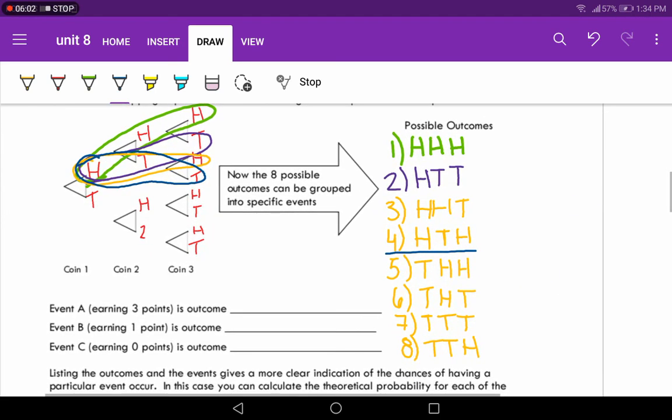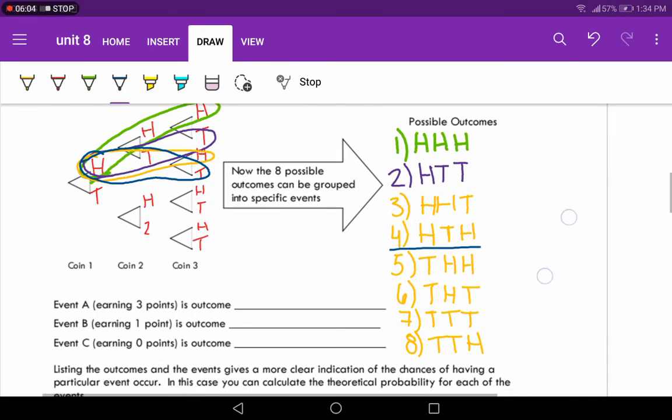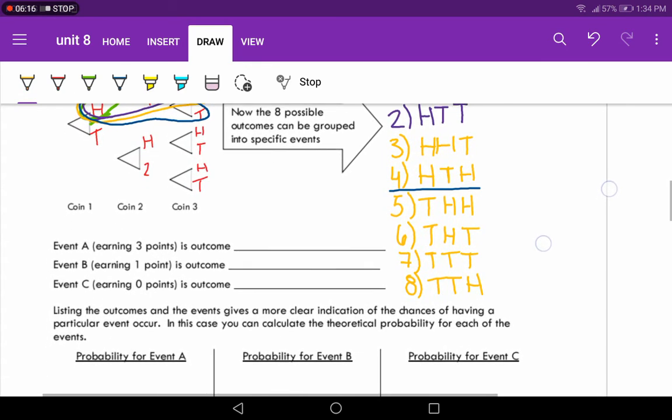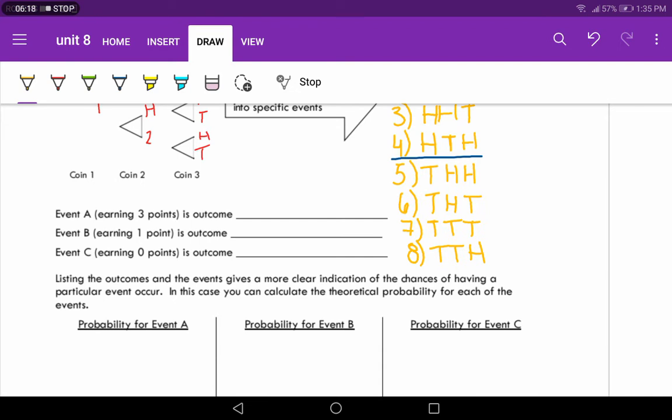Okay, so there are 4 outcomes for getting heads first and 4 outcomes for getting tails first. Okay, so moving on here from that tree diagram. So it says event A earning 3 points. Oh, we're going to change points to tails. I should say tails.